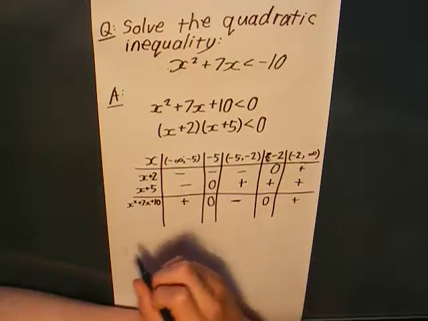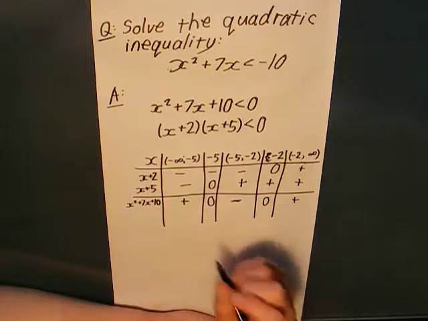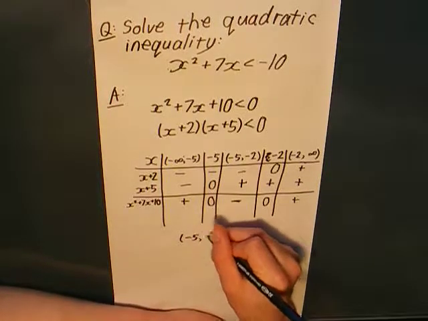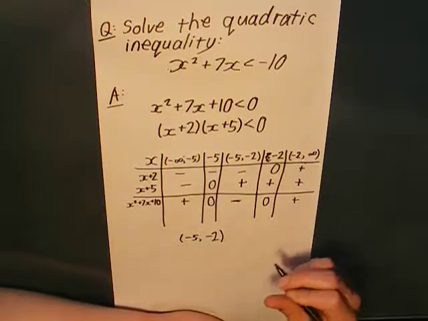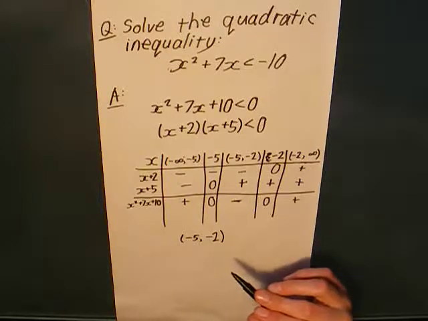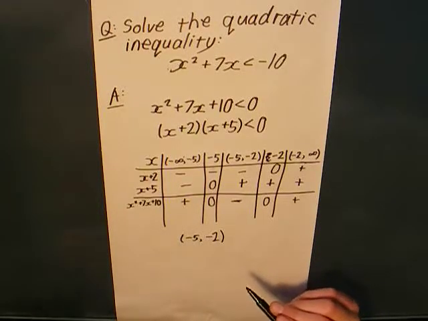So that means that the solution to the inequality is negative 5, negative 2. And you can plug in a value from this interval to check your answer. Okay, so that was how to solve a quadratic inequality. Thank you.